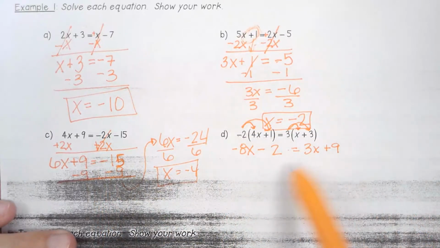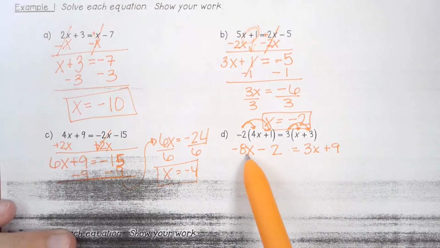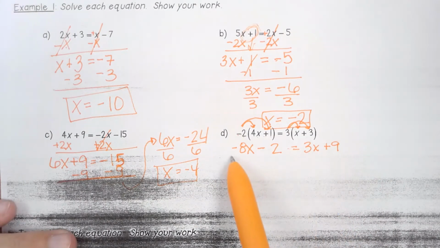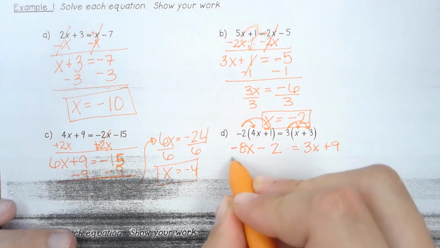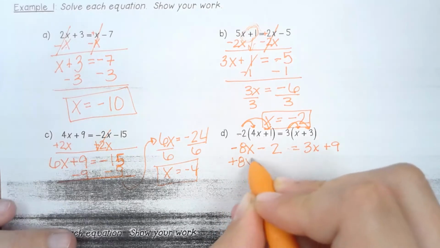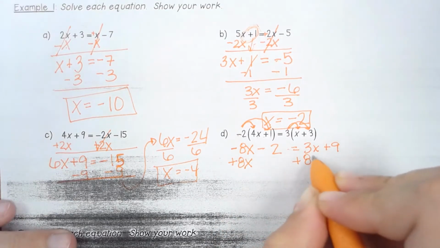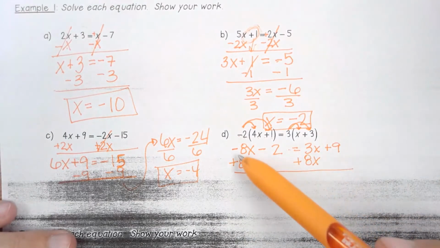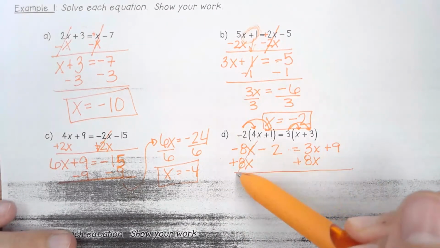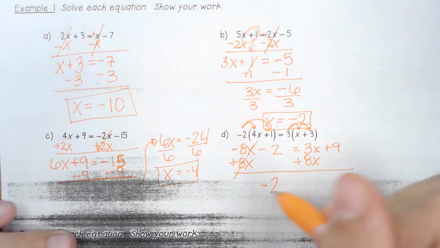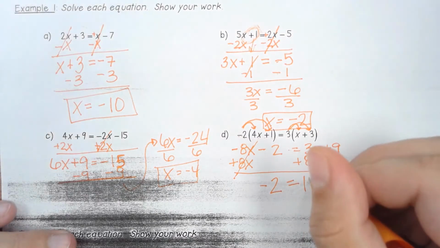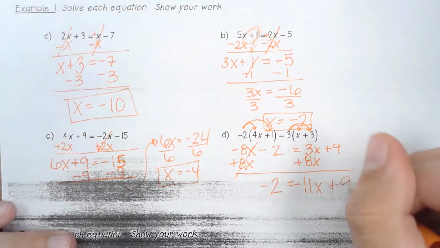So first step is to get all x's to one side. I see I have negative x's over here and positive x's over here. So I'm just going to move my 8x over here with a 3x. So the opposite of subtracting 8x or a -8x is a positive or adding 8x. So your -8x plus your positive 8x are going to cancel. You're going to be left with a -2. Your 3x plus your 8x will be 11x. And then you still have your +9.